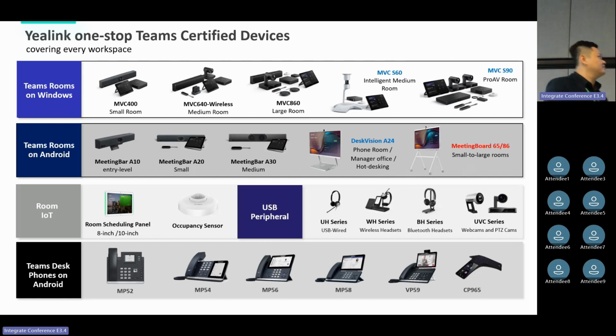That means phone rooms for 1 to 2 people, and also the A10, a very entry-level Android video bar, to bring customers the same price as BYOD, so they can have the same experience as a native Teams room. We also have the A20 and A30 for small and medium rooms, and the Android meeting board for small to large rooms. For Android devices, we also have scheduling panels, 10 inches and 8 inches. And we have a full range of Android Teams phones, from entry level to high end, video phones, and conference phones.